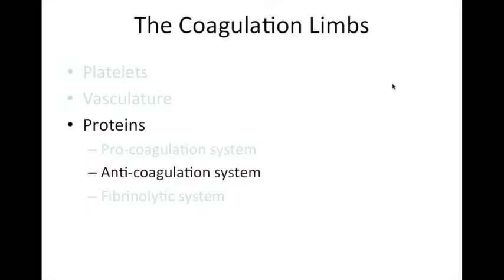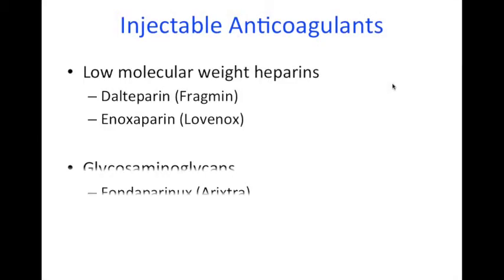So what about the protein? Let's look at the anticoagulation system. And we'll look at injectable anticoagulants. There are the low molecular weight heparins, including dalteparin, which we don't use very often, and enoxaparin, which I think you call Clexane. Our brand name is Lovenox. Is used commonly. And then the other class is the glycosaminoglycans, fondaparinux, usually for patients who have heparin allergy.